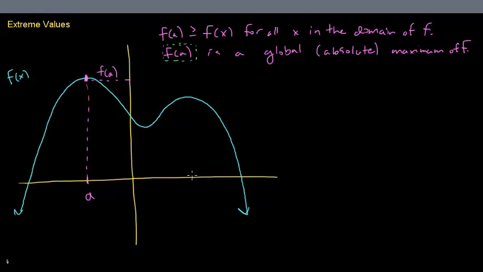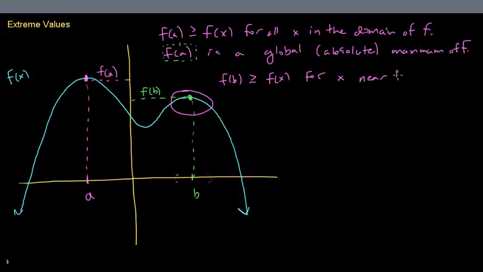Alright, well the second point I'd like to draw your attention to is this point b here. And the output corresponding to b, f of b, well it's not the largest output. F of a is the largest output. But if I were to look at a small interval close to b, what we call a neighborhood, then notice that in that neighborhood at least, f of b really is the largest value. So we could say f of b is greater than or equal to f of x for all x near b. And not everywhere, but at least in this neighborhood of b.